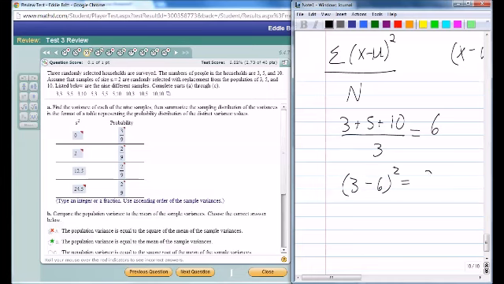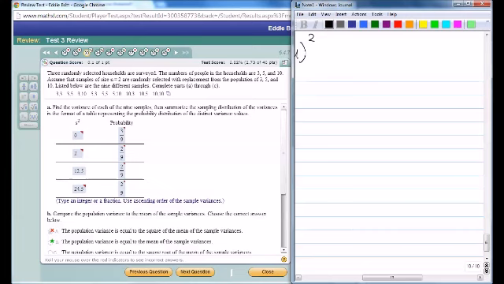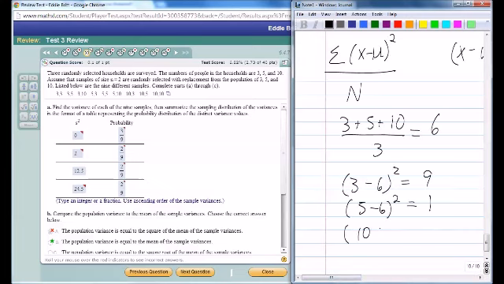That's going to be negative 3 squared, or 9. Then say 5 minus 6 squared. That's going to be negative 1 squared, or 1. And say 10 minus 6 squared. That's going to be 4 squared, which is 16. Now for our formula, this is for variance, population variance. You want to add those together because we want the summation of that. So that's going to be 26.